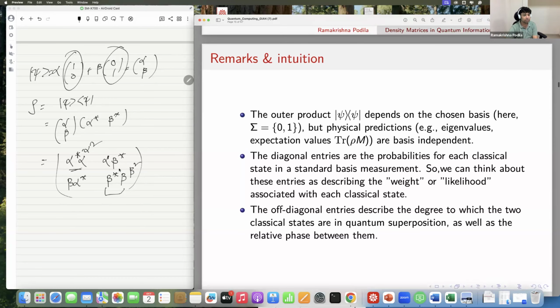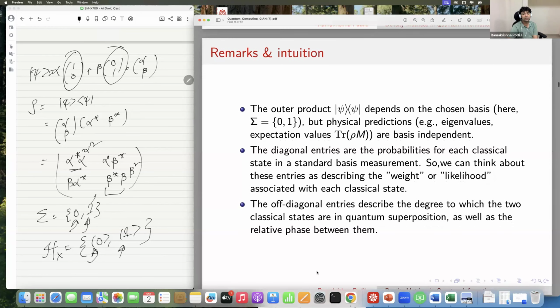Like I said, the diagonal entries always code for probabilities, like you see here, alpha squared and beta squared, right? We can think of these diagonal entries as the weight or likelihood associated with each classical state. Classical state meaning that, remember, we pick sigma equal to 0, 1. This 0 or 1 is what we are calling the classical state, meaning the classical label 0 belongs to state 0, and the classical label 1 belongs to state 1. That's why it is called a classical state.